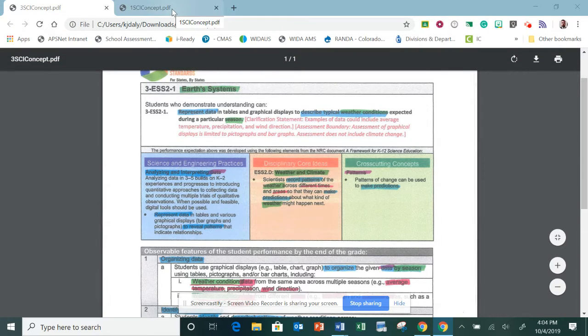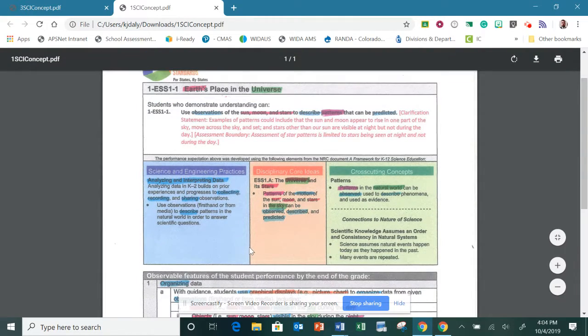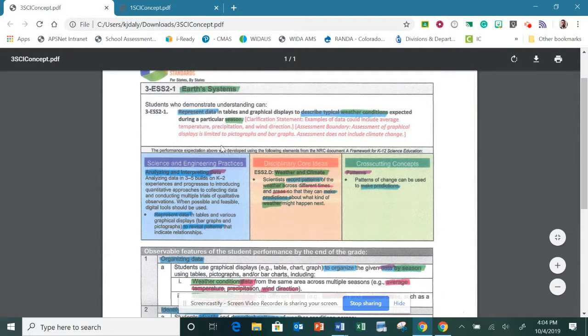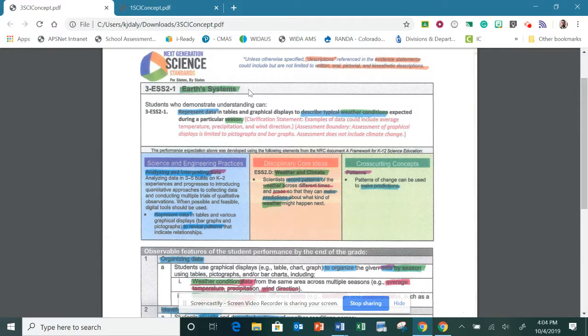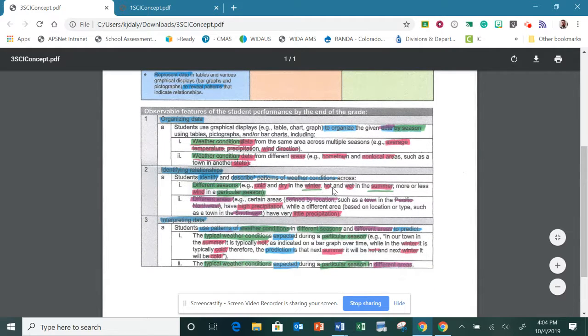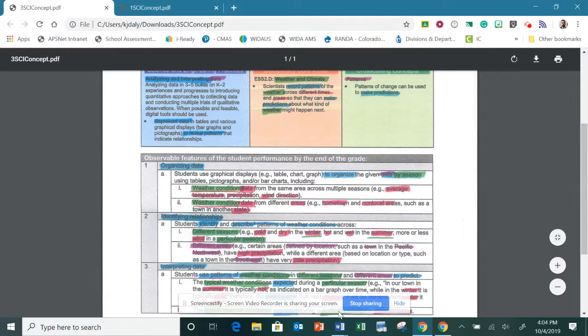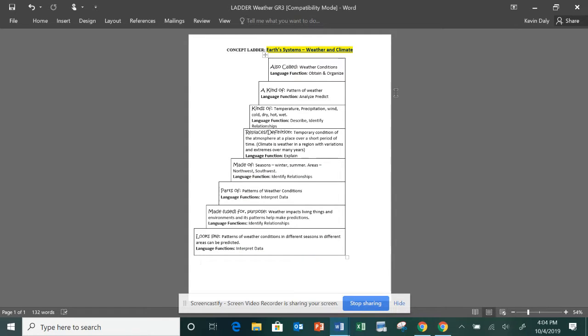So I did this with 2 teachers, so I have 2 standards here. This is a first grade standard, Earth's place in the universe, and a third grade standard, Earth systems. So essentially what I did is deconstructed the standard. You can see that pretty clearly. And then from that point, I went and tried to create a concept ladder based on that process.